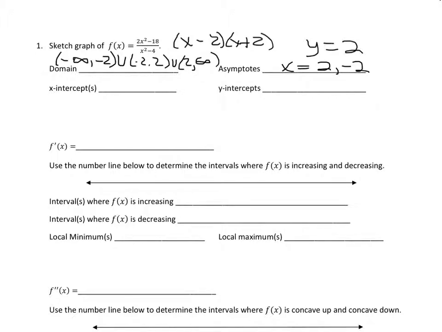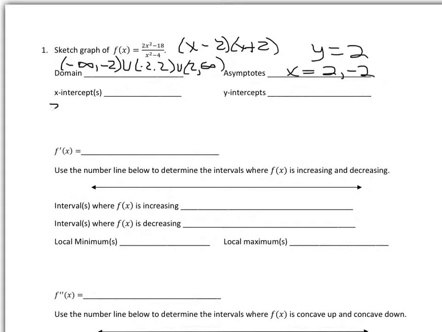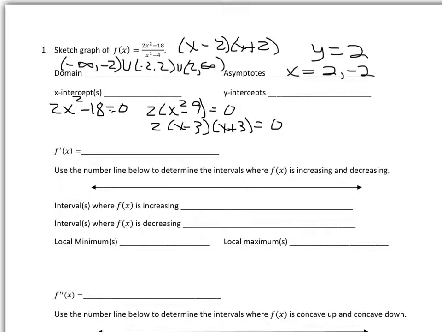For the intercepts, the x-intercepts are going to be where y equals 0. So that would mean our numerator would be equal to 0. So that would be, where would 2x squared minus 18 be equal to 0? So I'll factor out the 2. And then that leaves us with x minus 3 and x plus 3. So our x-intercepts are at 3 and negative 3.